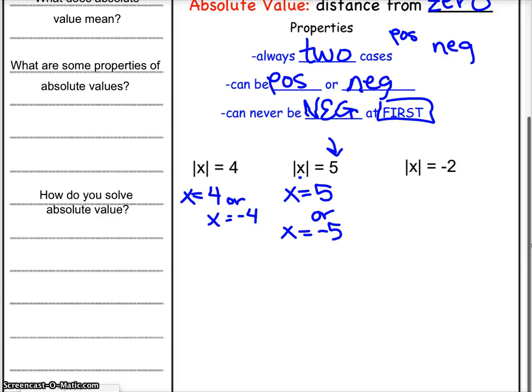The absolute value of x equals negative 2. No solution. Why? It's going to be negative. It can't be negative. This is saying what 2 numbers are negative 2 away from 0, which can't happen. You're some kind of distance away. So anytime that it's negative at first, you say no solution. Okay?